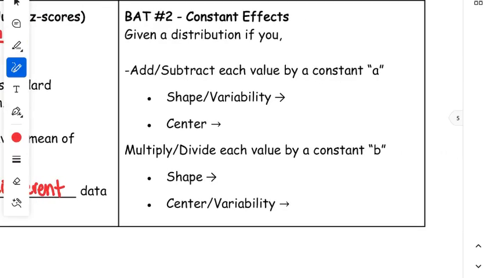Okay, given a distribution, let's talk about the effects whenever we're changing it from our data to the normalized data to the standardized data. If you add or subtract each value by some kind of constant a, kind of like we did minus 80, the shape and variability stayed the same. But the center was changed, either by adding or subtracting.